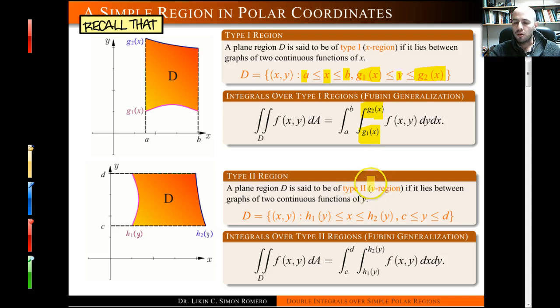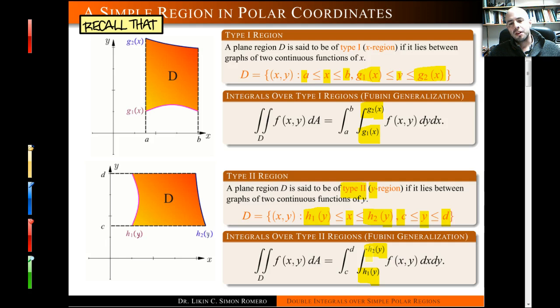In a type 2 region or a y region, we do exactly the same thing. Now, y is the one that moves between two constant values, and x moves between two continuous functions that depend on y. And again, in this case, it's also going to be an iterated integral, only being careful that the limits of integration that have functions go inside.